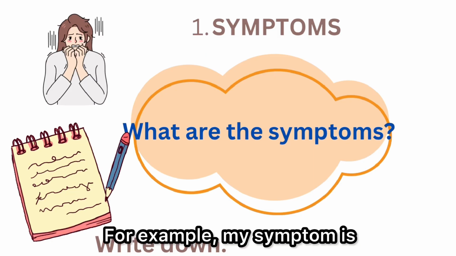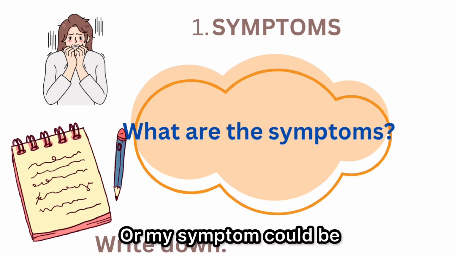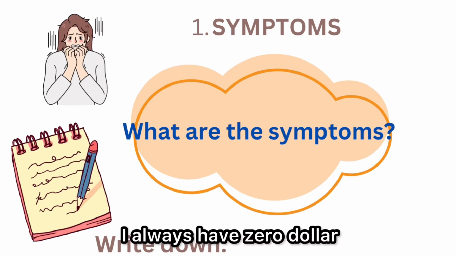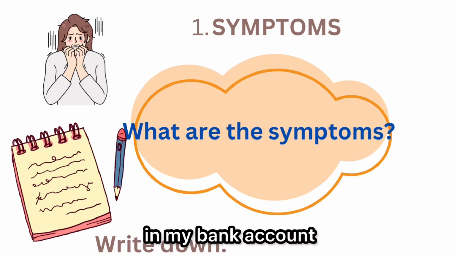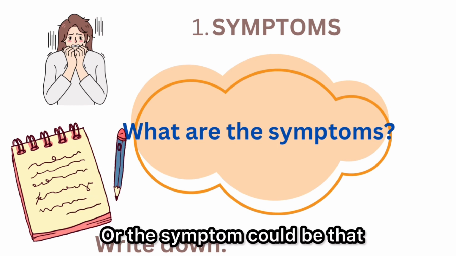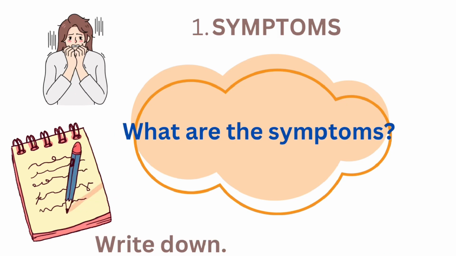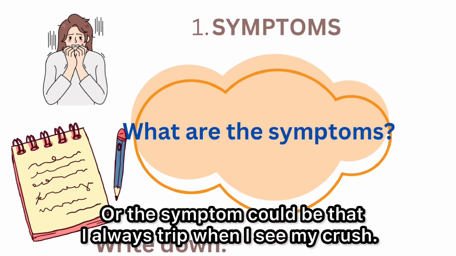For example, my symptom is the fear of dogs. Or my symptom could be, I always have $0 in my bank account. Or the symptom could be that I always get angry when somebody cuts the line in front of me. Or the symptom could be that I always trip when I see my crush.